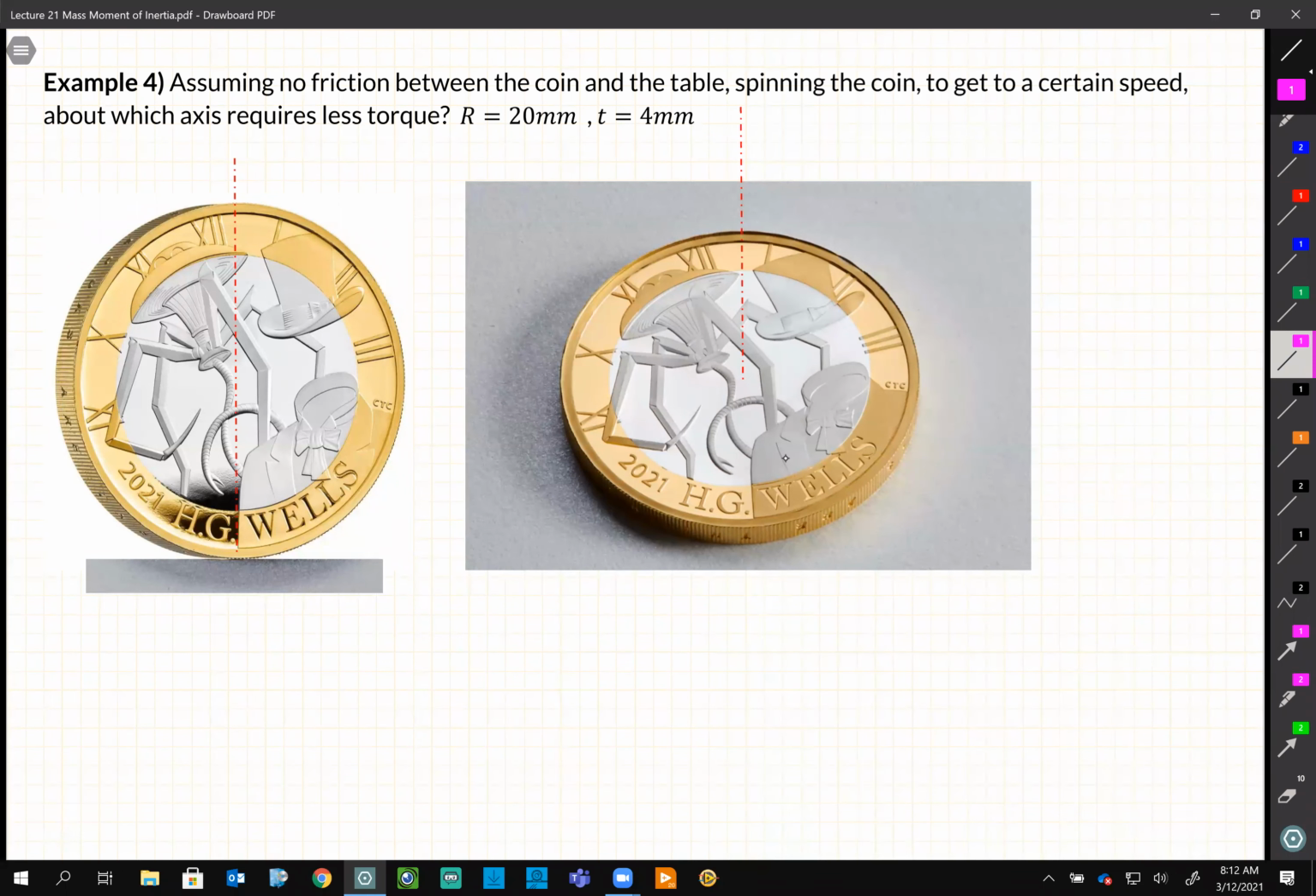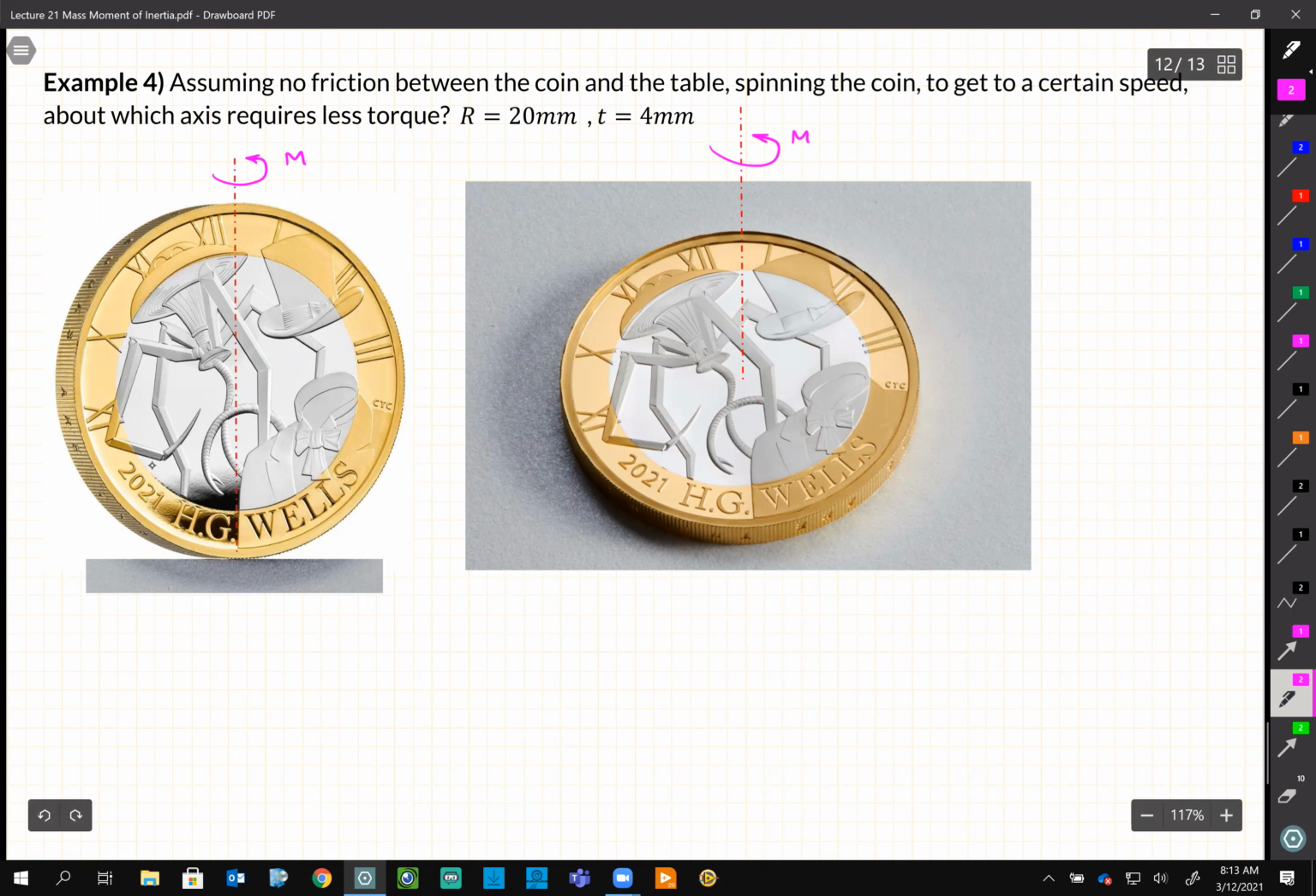So it says that you have a coin one time flat on your table, one time in a vertical position. And we want to figure out which way it requires less torque to spin it. Most likely you can guess, but we want to see it mathematically. And assuming there is no friction, like the one flat, assume that between the coin and your table, there is oil, so it can spin easily. And this one the same.